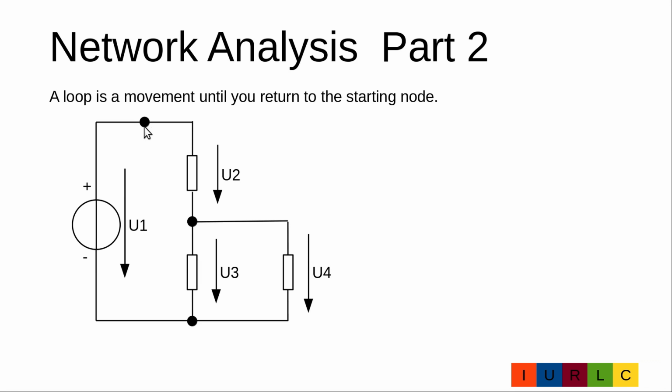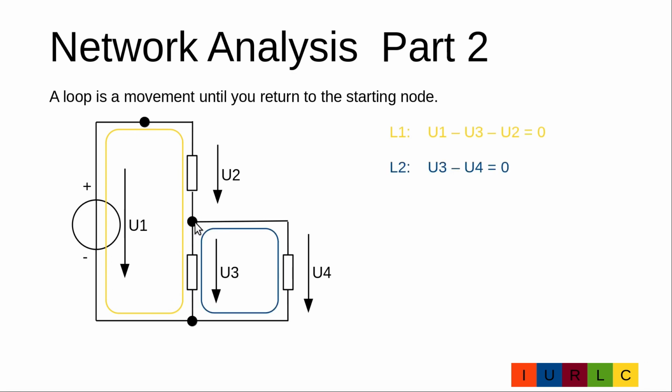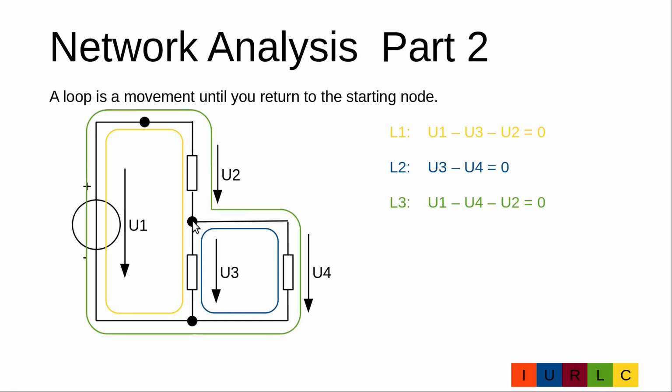In this simple circuit we have 3 basic loops. The first one, we start here, plus U1 minus U3 minus U2 is 0, and we are back at the starting node. The second one, we start here, plus U3 minus U4 is 0, and we are back at the starting node. And finally we start here, plus U1 minus U4 minus U2 is 0, and we are back in the starting node. But there are also more complex ways allowed.